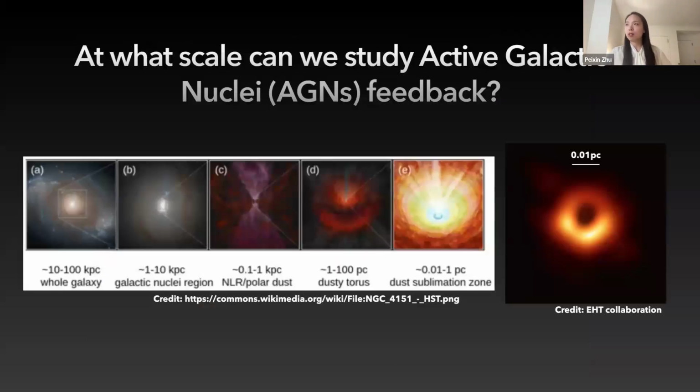But at what scale can we study the AGN feedback these days? Well, we were always hoping to do the best job, which is to see the black holes, which recently did come true by the EHT collaboration. They successfully took an image of the center black hole in M87 and also our own black hole in the Milky Way. And this scale, the scaling length, is 0.01 parsecs.